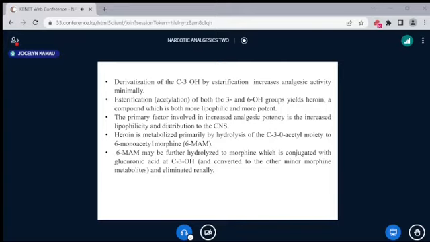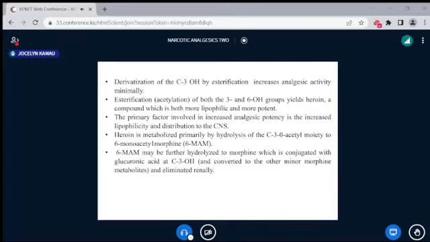So the minute the 3 acetyl group is metabolized, the molecule, we said, only requires the hydroxyl group at position number 3. So definitely it will already acquire very good activity. And then of course it can also be metabolized to the 6-monoacetyl morphine. The 6-monoacetyl morphine may be further hydrolyzed to morphine, which is conjugated. Of course, now once you get to the morphine, the story is the same. The metabolism as we discussed before.